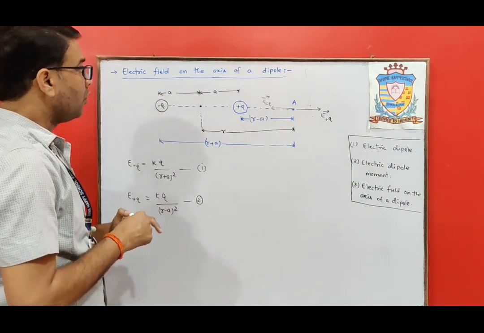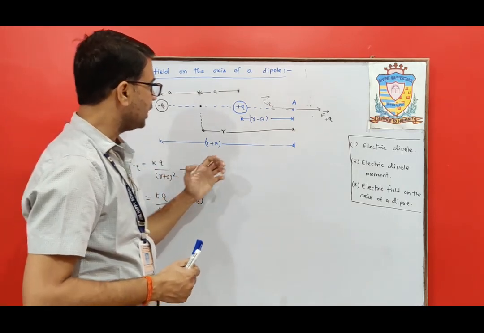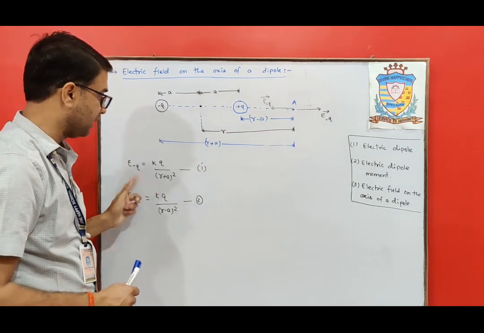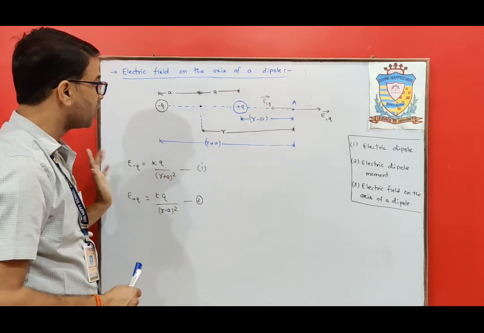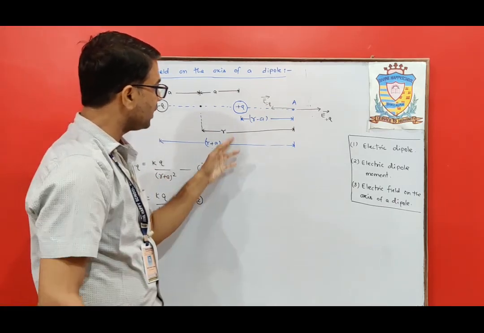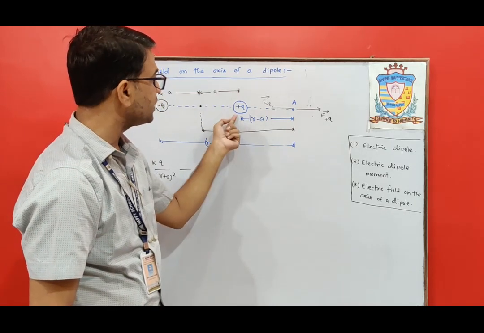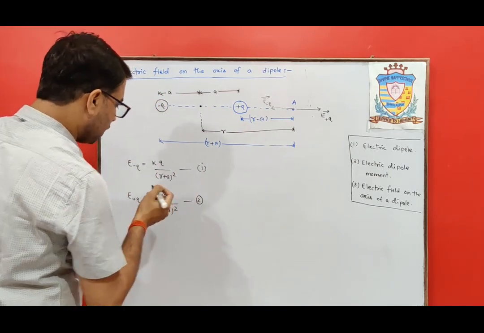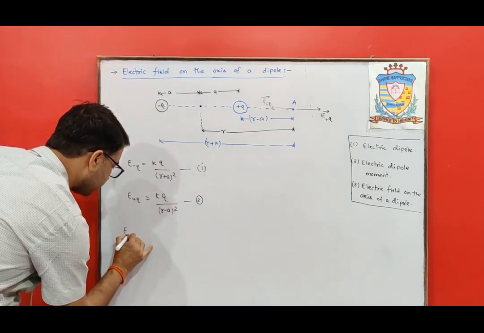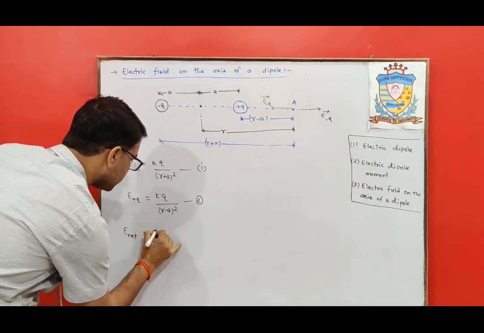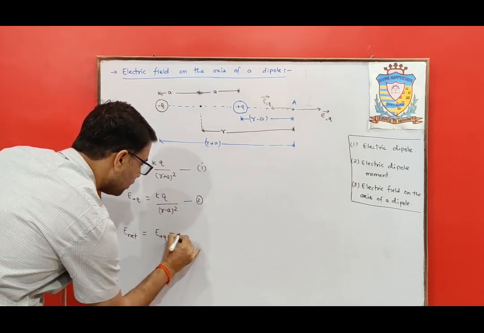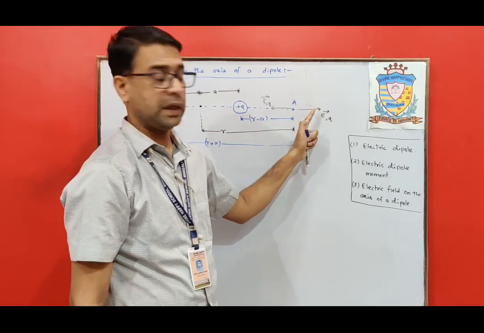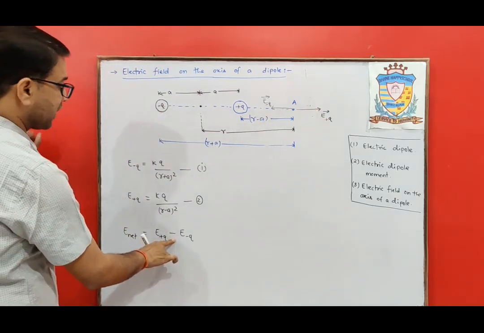Now we'll find the magnitude. Electric field is inversely proportional to the distance, so the smaller the distance, the greater will be the electric field. From here you can see this distance is smaller, which means this electric field will be greater as compared to this one. So now the net electric field E net is equal to E plus Q minus E minus Q, because these two are in opposite directions. That's why we took a negative sign over here.